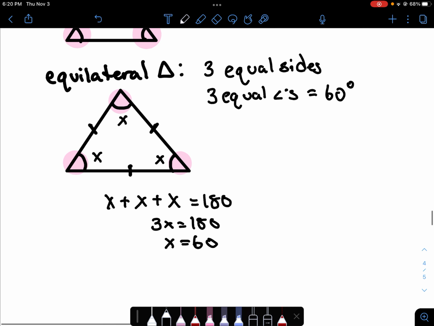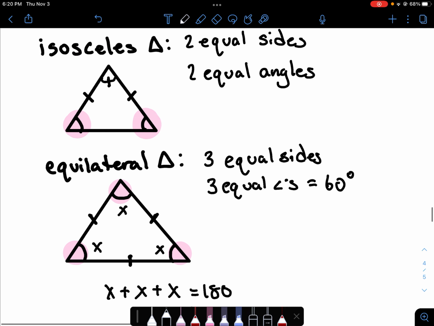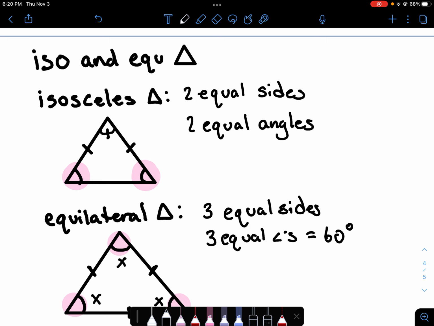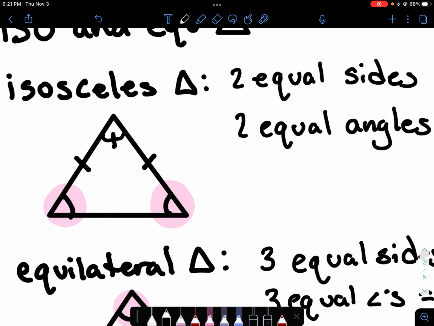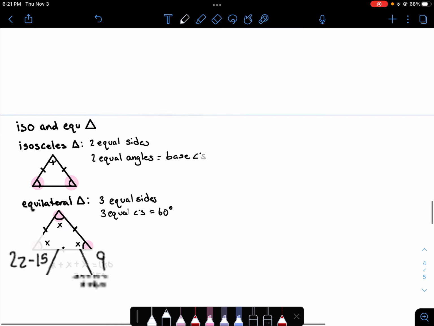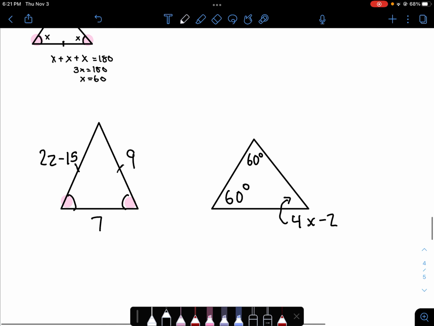And this is true no matter the size of the triangle, no matter the lengths of the sides. However, in an isosceles triangle, the two base angles aren't going to be set. Rather, they rely on that one top angle you see right there. So let's do some practices.